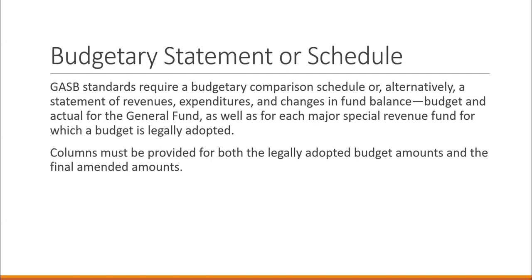The budgetary statements are schedules where we compare the budget to actual for both our general fund and all major special revenue funds. We have to show our legally adopted budget, if we amended the budget in any way, and then what the budget to actual was. This is required as part of our governmental reporting. So this is an end of year where we show budget to actual and then the variances between the two.